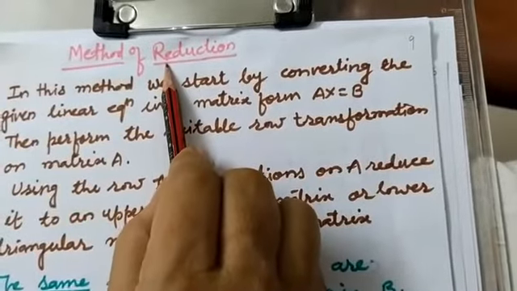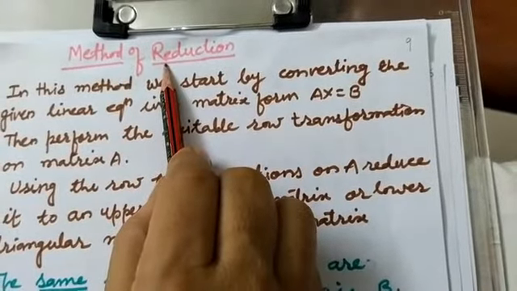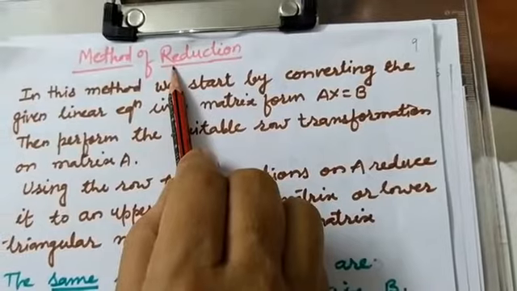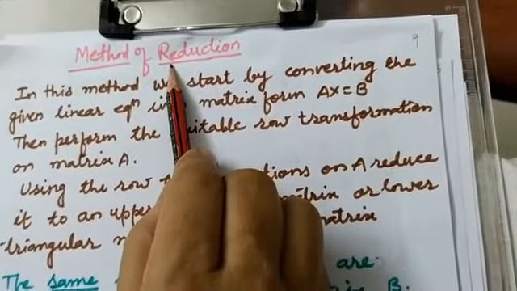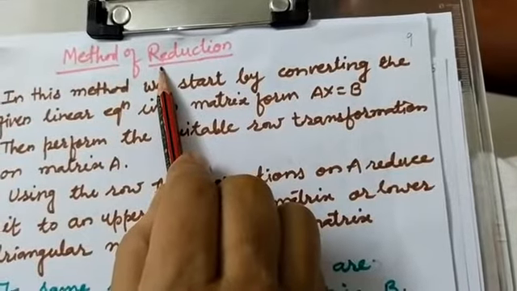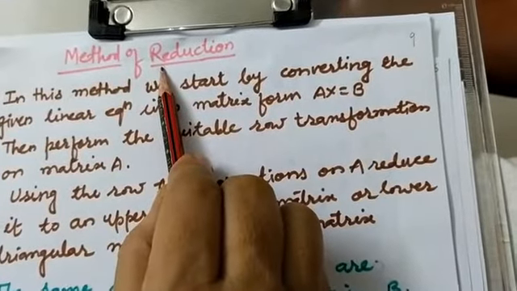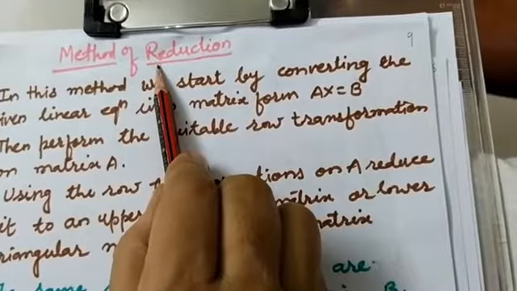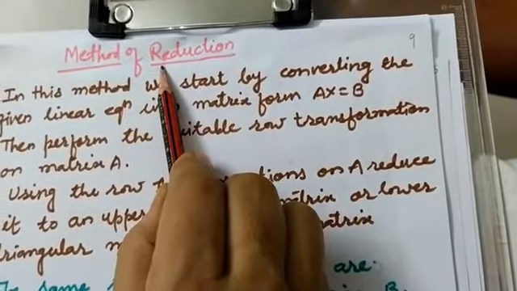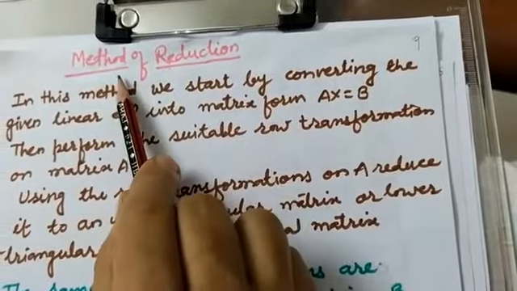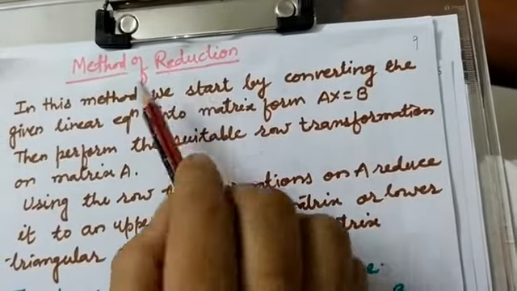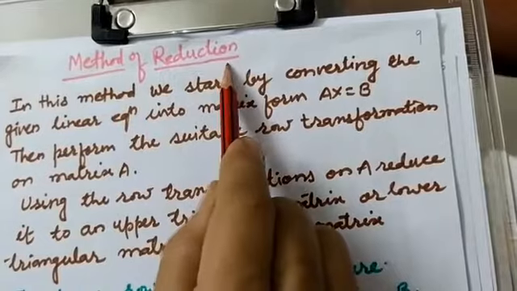We are seeing applications of matrices. We have studied the first method, that is the method of inversion. By the method of inversion we have seen how to find the inverse of a matrix and then find the values of x, y and z. We will go further in this chapter. Now the second method we are going to see. The second method is the method of reduction.